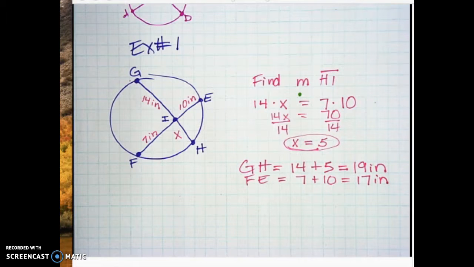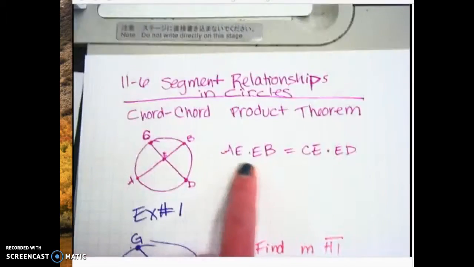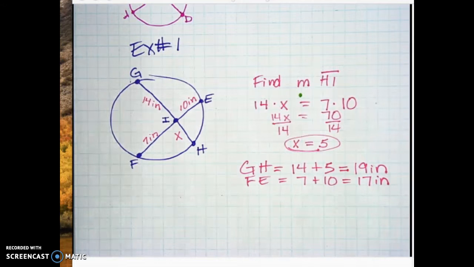Notice that they're not necessarily congruent, but because they're chords within the same circle, their product. Product means when you multiply them, the product of their pieces is equal to each other. All right? Any questions on example number 1? All right. I'm going to move this up. You'll see it in just a second.